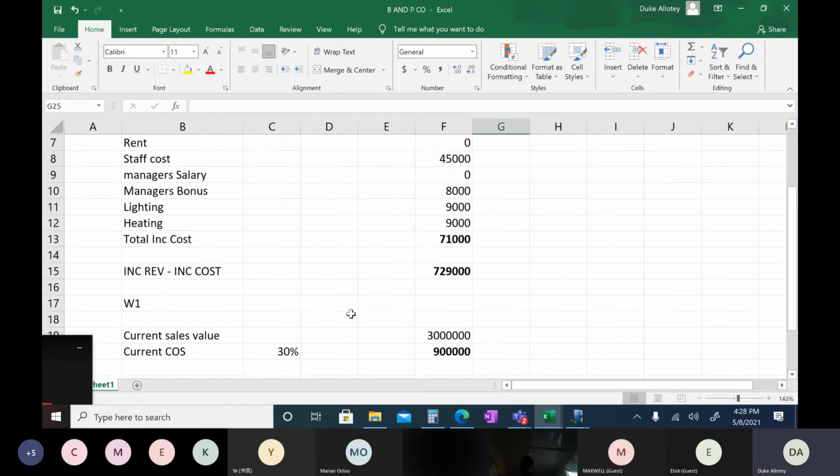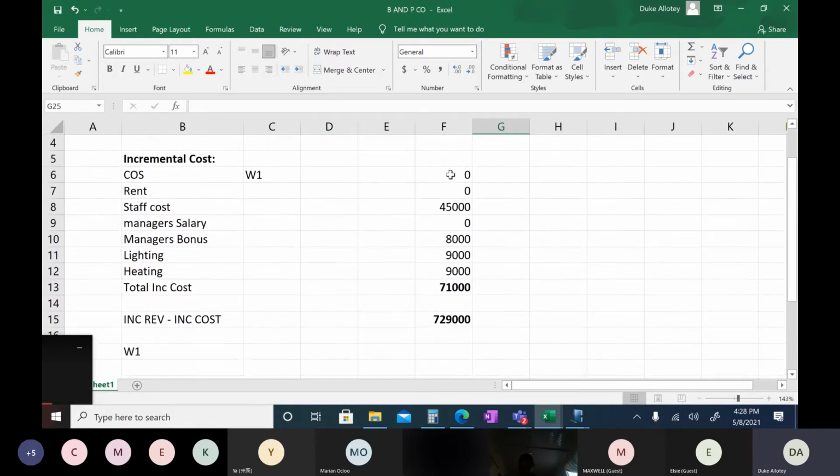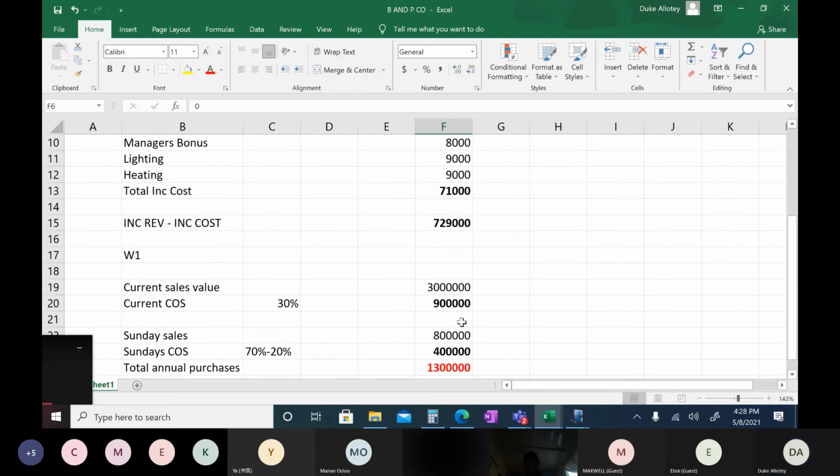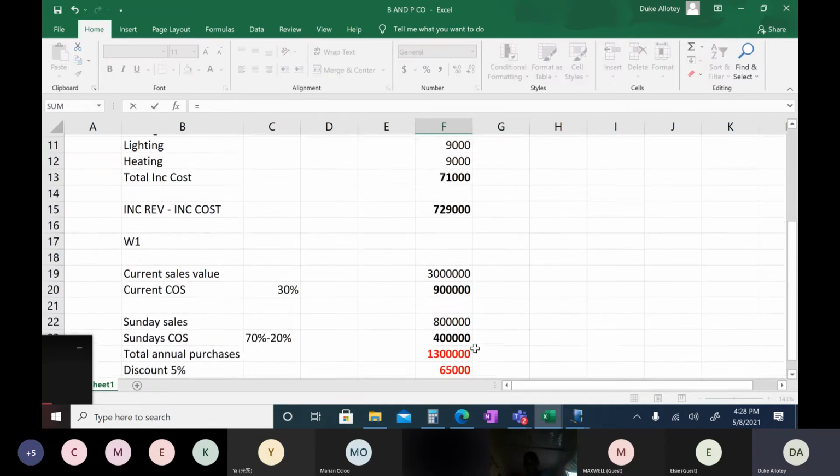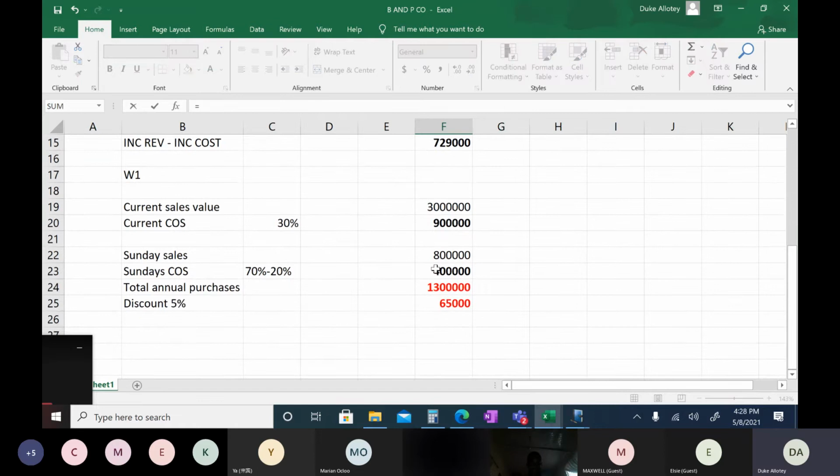So then when I come here to work out the cost of capital, I'm going to say it is equal to the Sunday purchases or cost of sales.